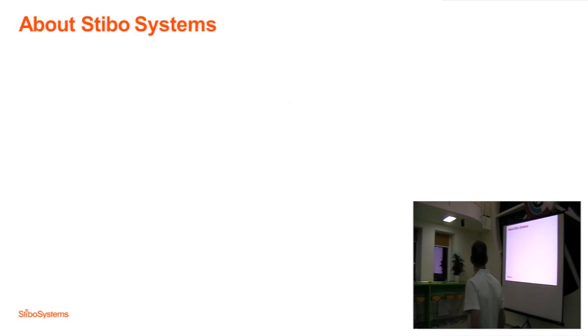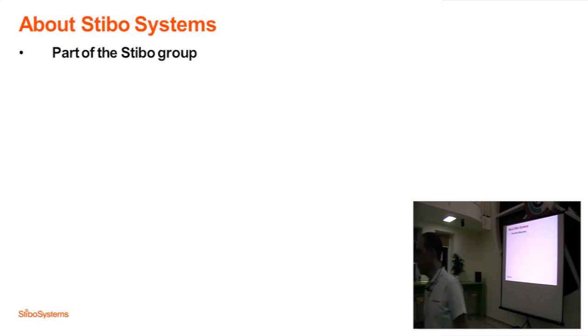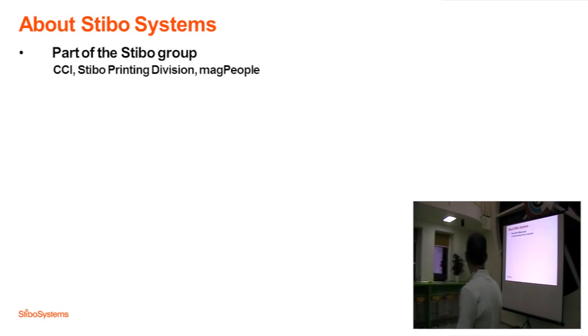A little bit about us. We are a part of the Stibo group. Stibo group is Stibo Systems, but it's also a company called CCI. CCI makes software for advertising in newspapers. And they have some of the biggest American newspapers and a lot of others as customers for this.